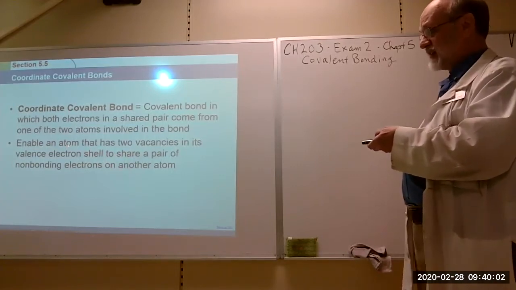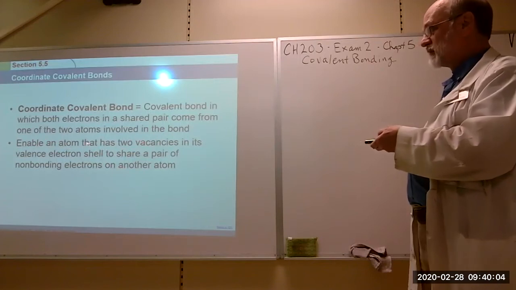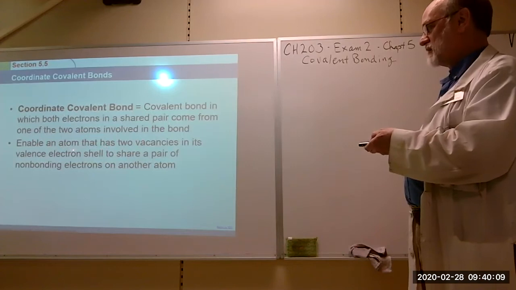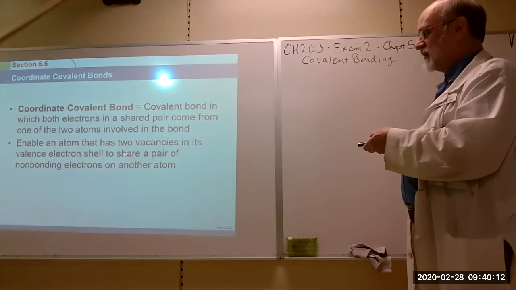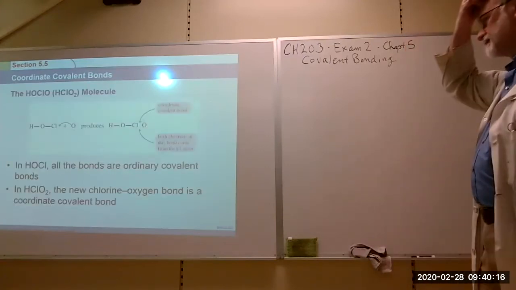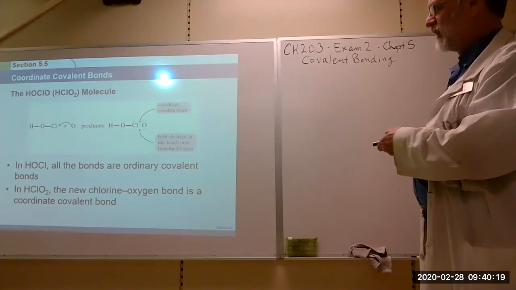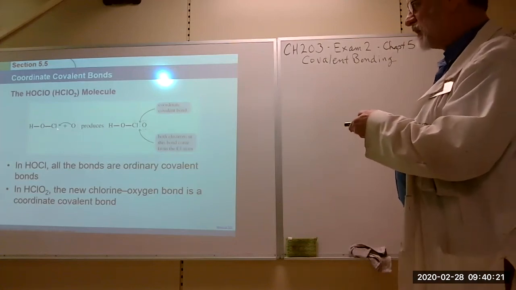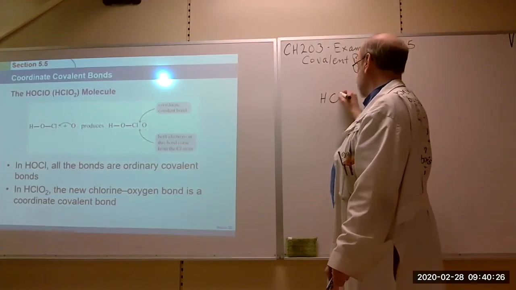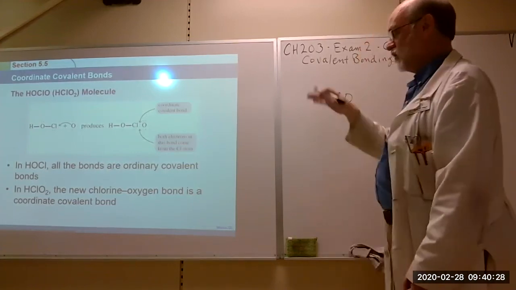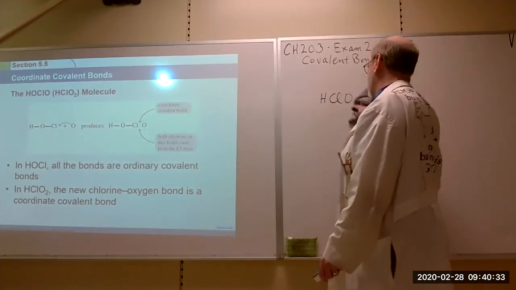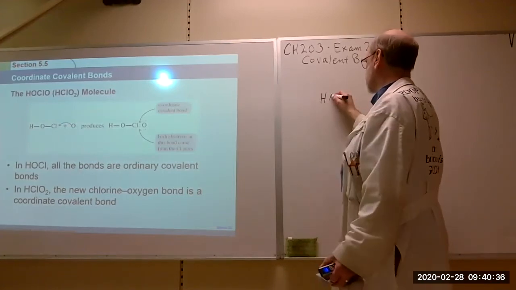And what this allows that atom to do is to form a bond with non-bonding electrons from another atom. So here's an example. So this molecule is, let's see, how would I write that? HClO would be the way you write this one, even though oxygen's in the middle. I probably ought to write it this way, just so it's not confusing.